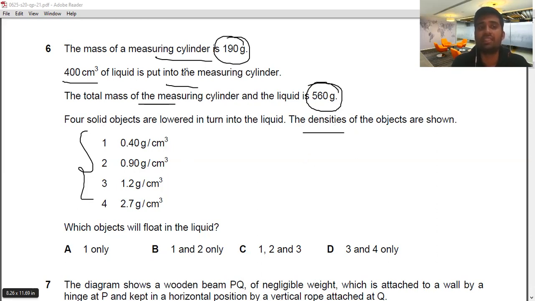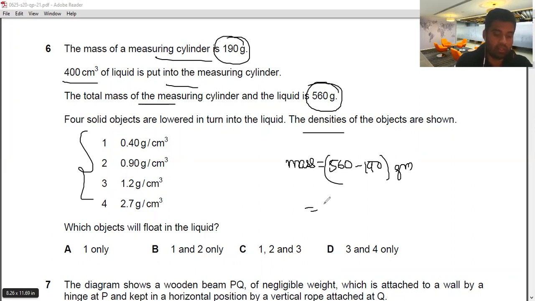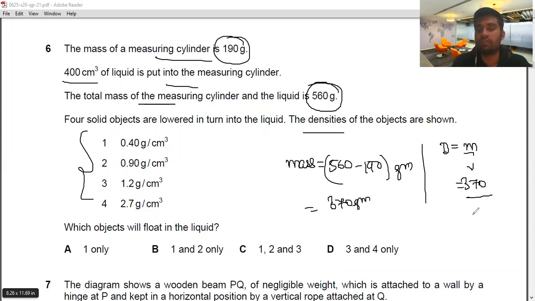Now, first find what is the density of the given liquid. So first for that, you have to find the mass. So mass of that given liquid will be 560, which is the new mass, minus the original mass of the measuring cylinder, that is 190 grams. So 560 minus 190, that is 370 gram is the mass. Now what will be the density? We know the formula for density is what? Mass upon volume. Mass is given as 370, volume is given as 400. That means if you divide 370 by 400, you will get the density as 0.925 grams per centimeter cube. Again, units are very important.